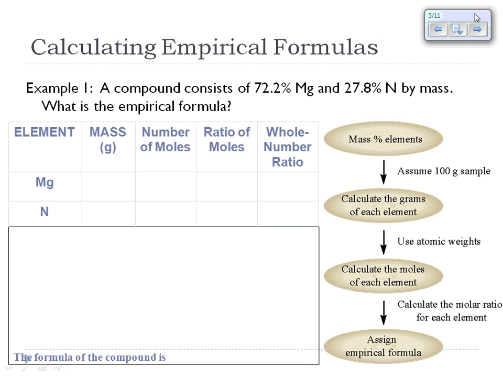A compound consists of 72.2% magnesium and 27.8% nitrogen by mass. What is its empirical formula? Notice that in the last video I gave you a formula and I asked you to find the percent compositions.